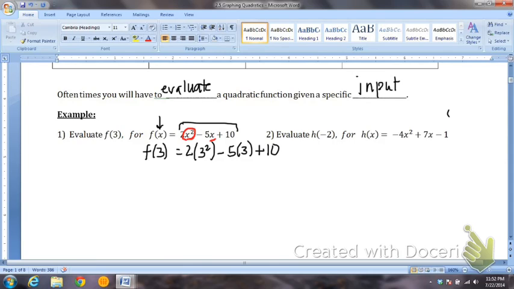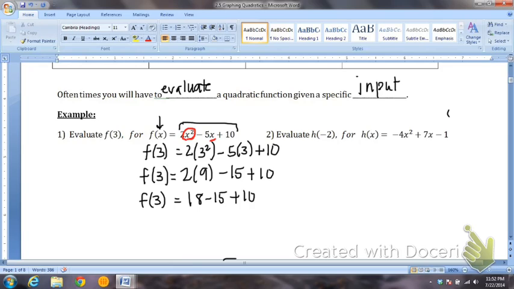Okay, so then we just evaluate, which just means solve the right side of the problem. The left side is going to continue to just be f of 3. All that is just a label for the problem. Okay? So I have 2 times 3 squared is 9. 5 times 3 is 15 plus 10. So again, we're going to put our label on there, f of 3. 2 times 9 is 18 minus 15 plus 10. F of 3. 18 minus 15 is 3, and 3 plus 10 is 13.